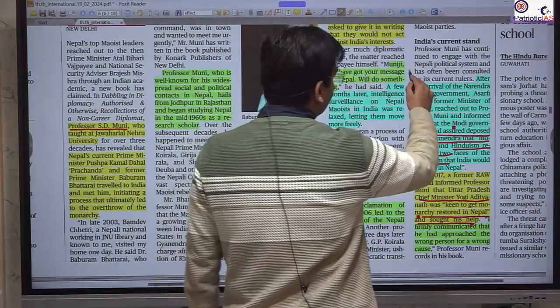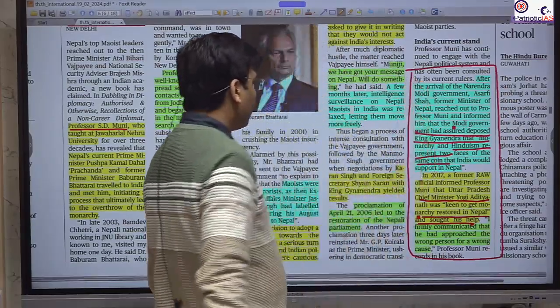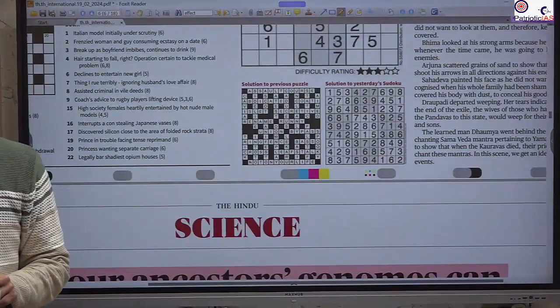So now India's stand on Nepalese policy is a bit changing. So this is all about it.